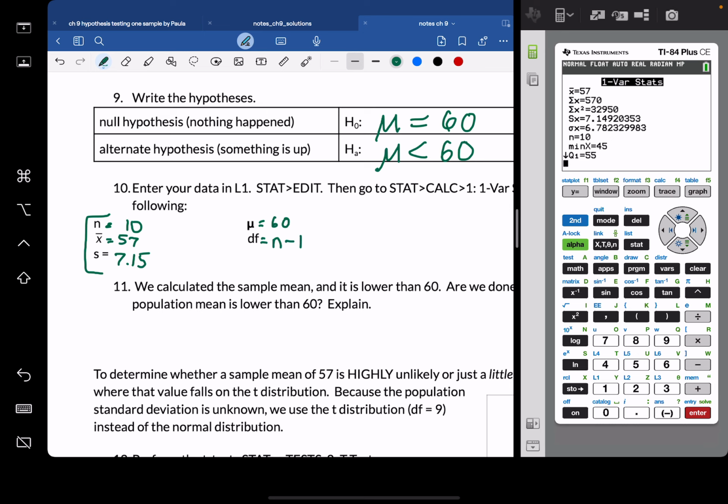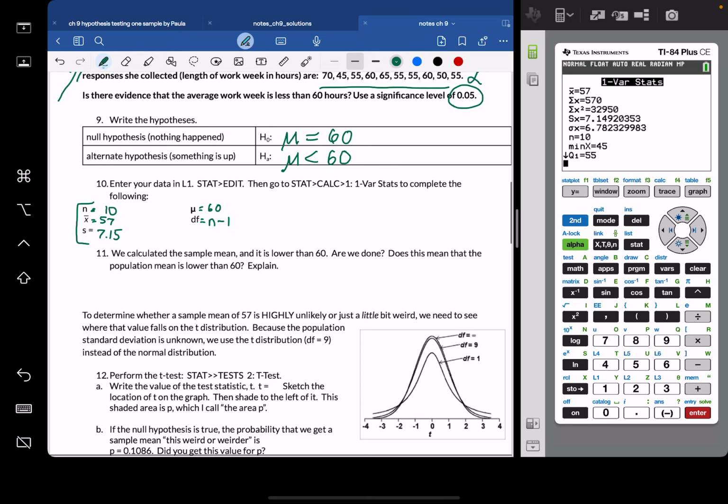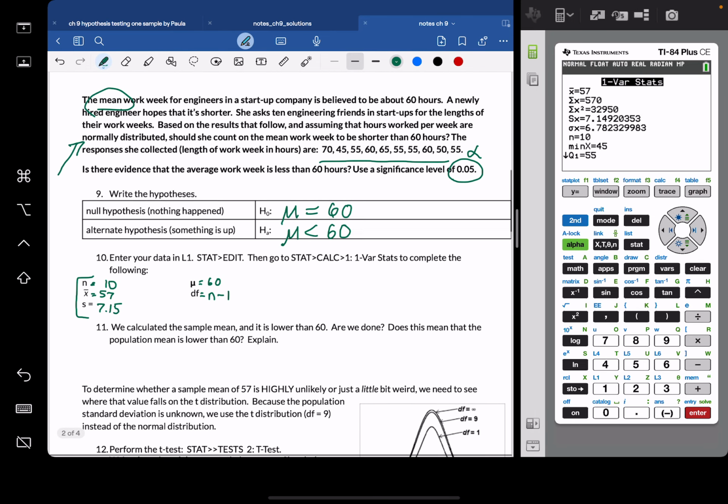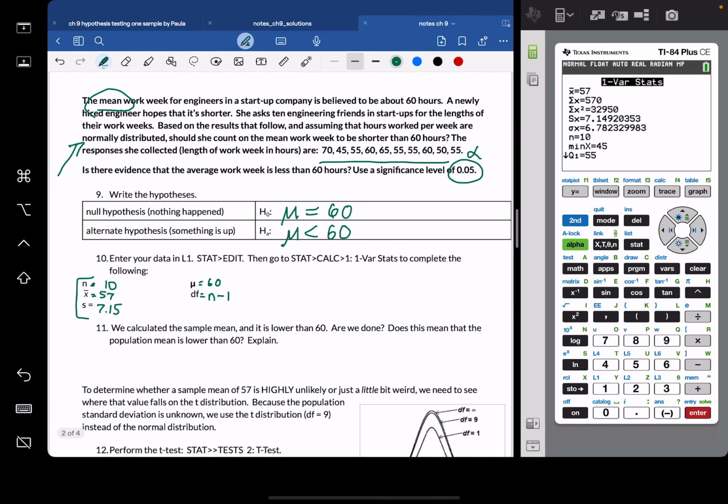Why are we talking about degrees of freedom? We talk about degrees of freedom when we're using a t-distribution. And when do we use a t-distribution? We use a t-distribution when we do not know the population standard deviation. Sigma, the population standard deviation, was not given in this problem.